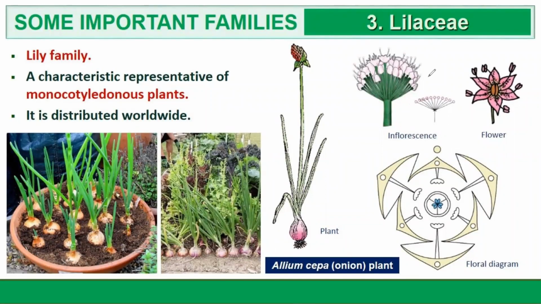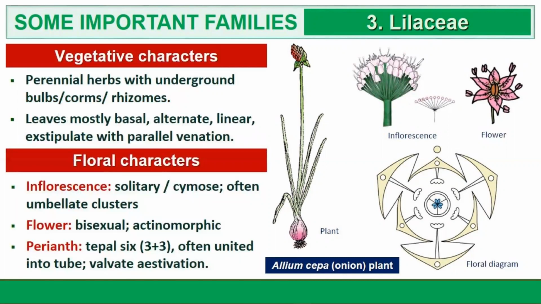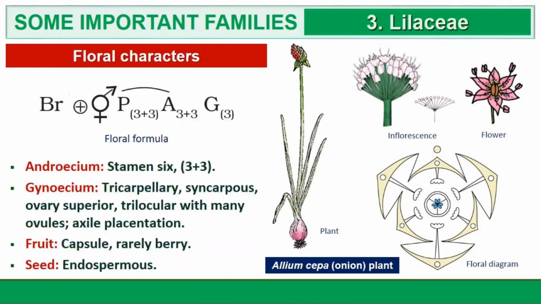It is distributed worldwide. Vegetative characteristics: they are perennial herbs with underground bulbs, corms, rhizomes. Leaves mostly basal, alternate, linear, exstipulate with parallel venation. Floral characters: inflorescence is solitary or cymose, often umbellate clusters. Flowers are bisexual, actinomorphic. Instead of calyx and corolla, this family has perianth, 3 plus 3, often united into a tube, valvate aestivation.